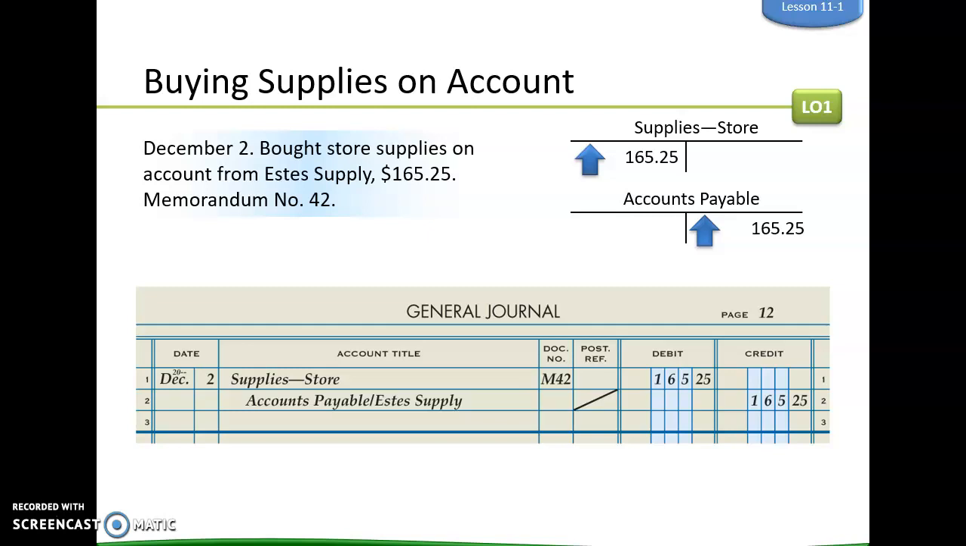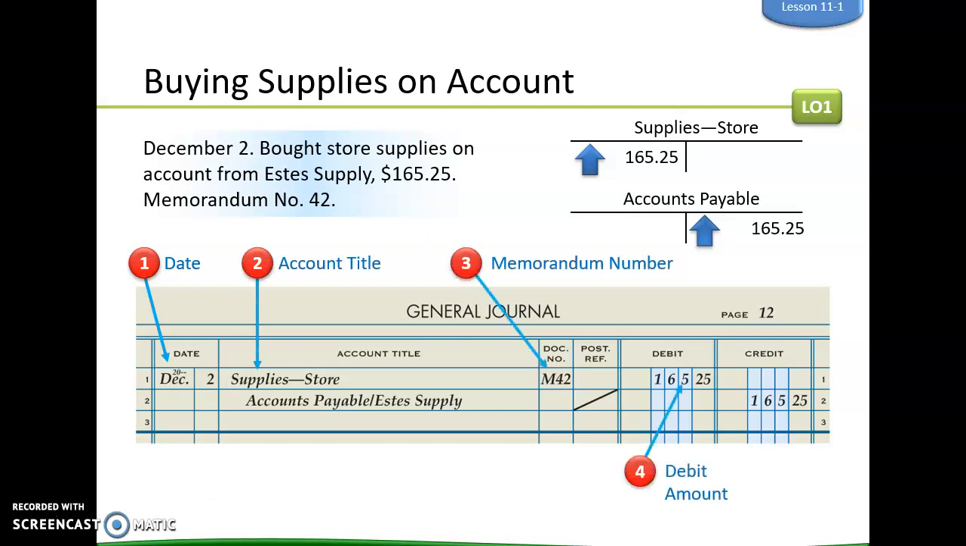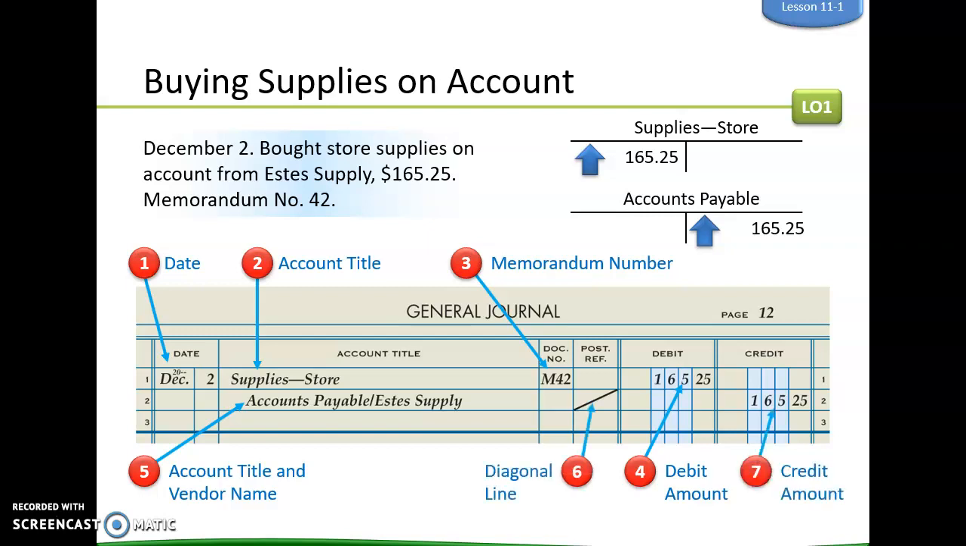So we know who we owe. So we have our date, our account title, memorandum number, our debit amount, account title and vendor name, diagonal line, and the credit amount. So we're placing a diagonal line in the post reference column on the same line to show that the single credit amount is posted to the general ledger account.